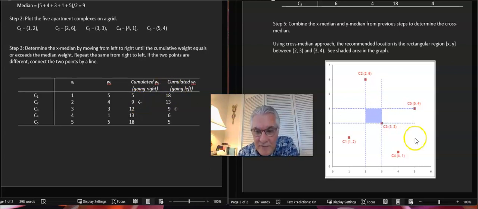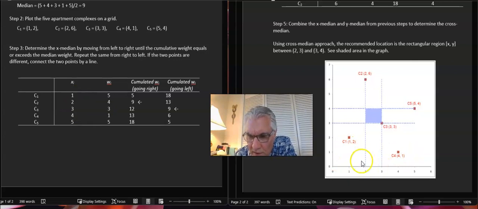Then you go left from out here, as far out on the grid as you can get, and you get 5, 4, 3, 2, and 1. And if you look at that backwards, you're basically starting with 18, 13, 9, 6, and 5. Well, when you get to 9, you stop, because either you're going to be equal to or greater than the demand. And in this case, there's 2 different locations. There's C2 and C3, with x equals 2 and x equals 3.